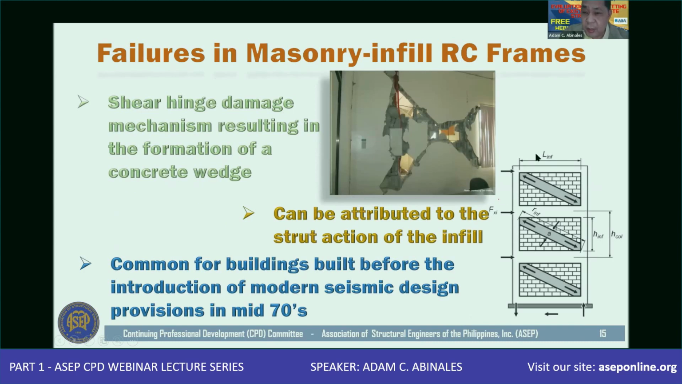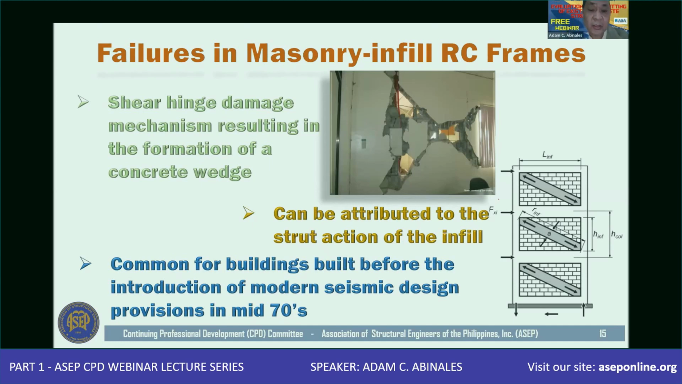So looking at this frame here, normally if you are really going to model your infill wall as part of your moment frame, then they should be modeled as a strut. But if you do not do that, and the connection of the walls to the frame would tend to receive forces from the earthquake, then definitely these walls will fail. And as I have said, this is very common in almost all buildings in the Philippines.